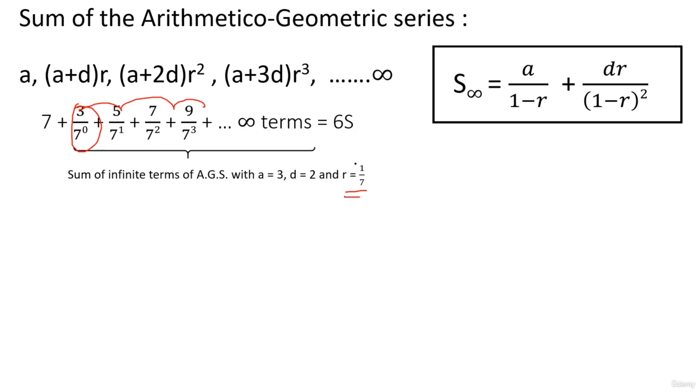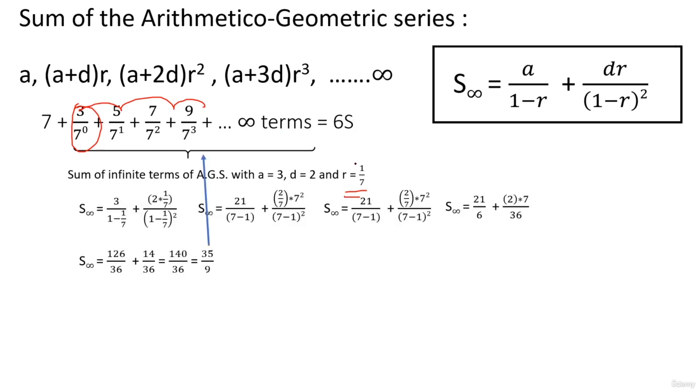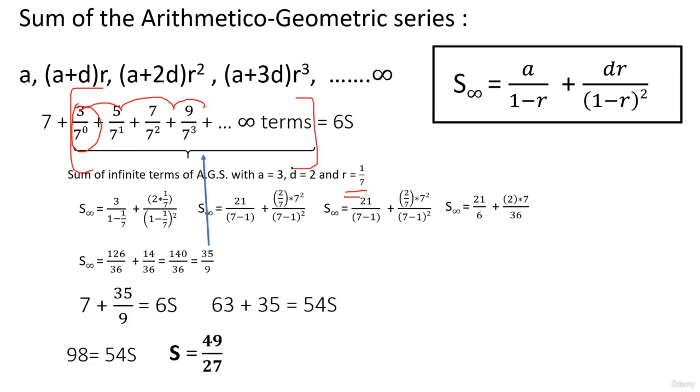So now just plugging in the values in this given formula, you will have the answer for this particular part very easily. That is 35 by 9. Substituting, you get S as 49 by 27.